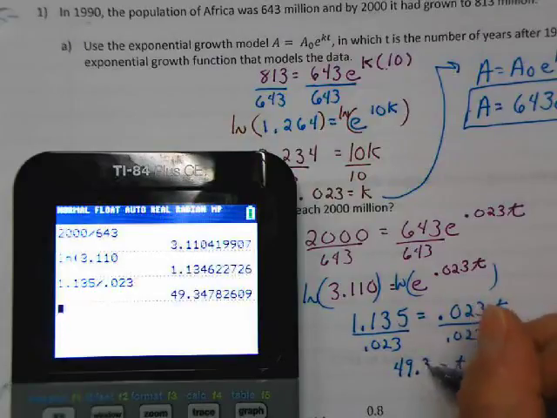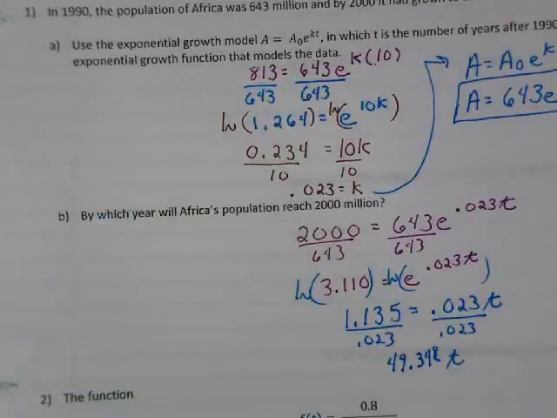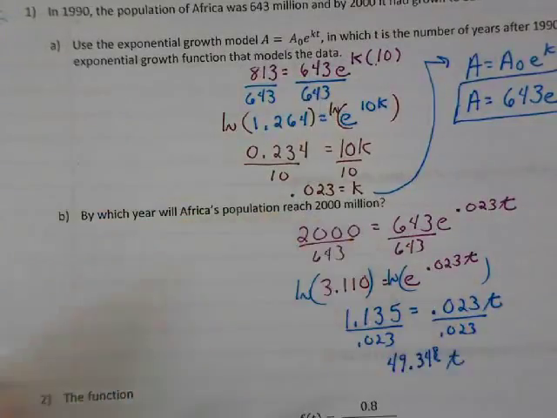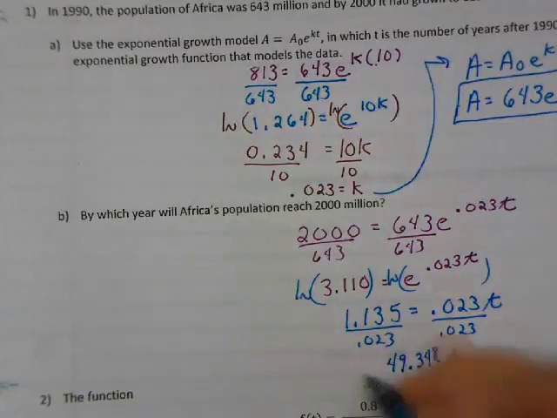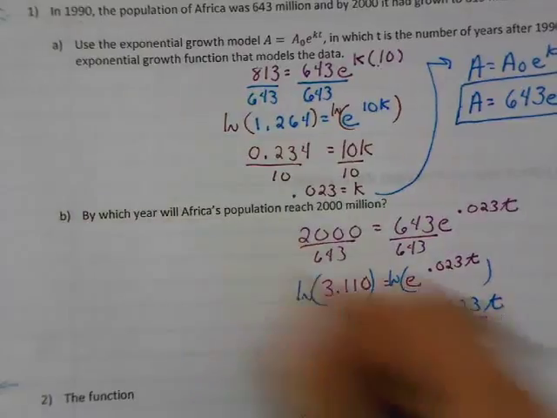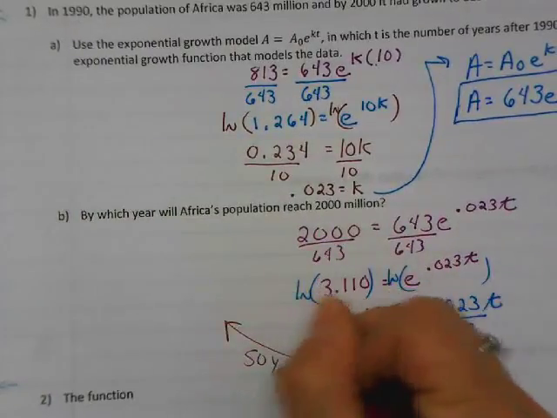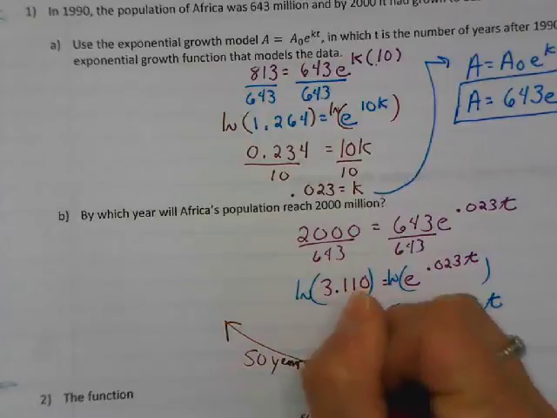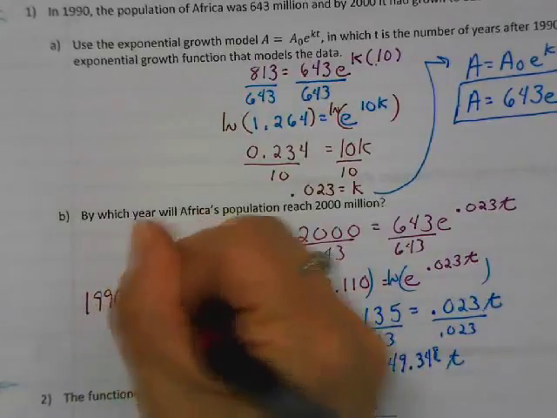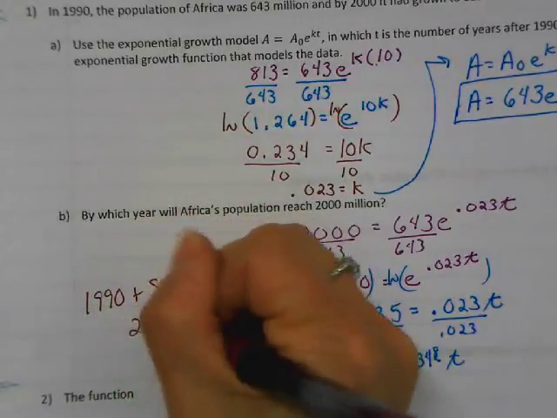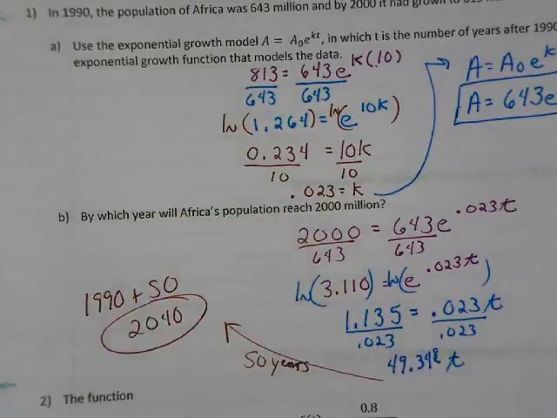49.348 years. So it wants to know by which year will it reach it. Well, the year is either going to be 49 years or 50 years. Do you see that it's going to take it to 50 years to reach this? So take 1990 and add 50 to it, and it'll be in the year 2040 that the population reaches that. Okay? So far, so good. Okay? Let's talk about the next one.